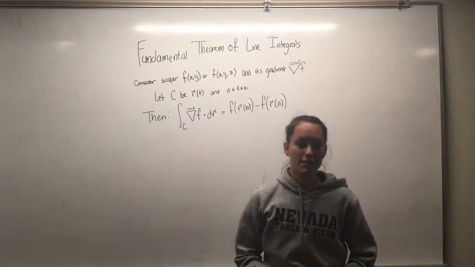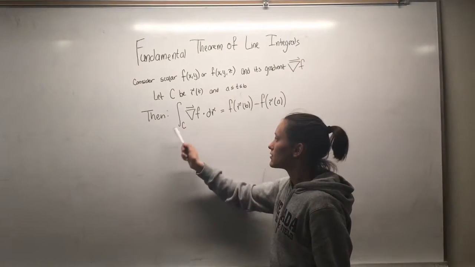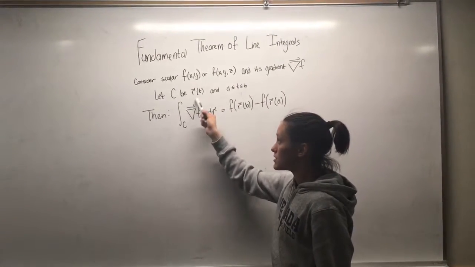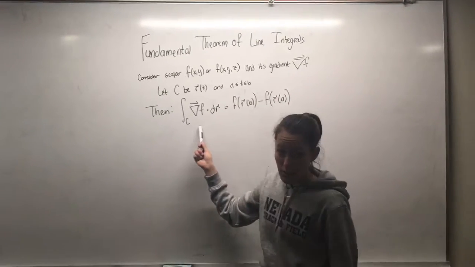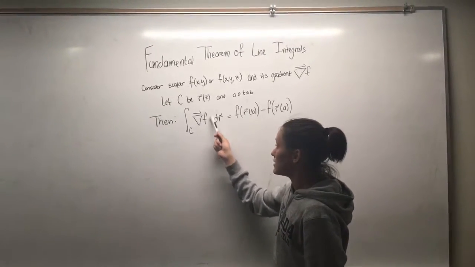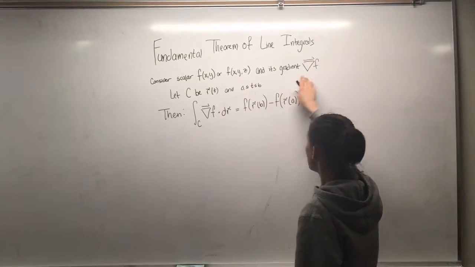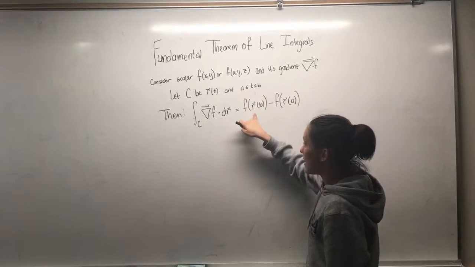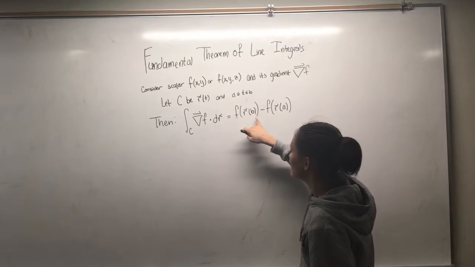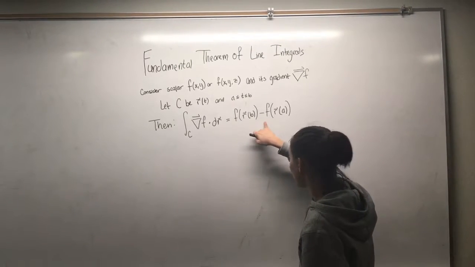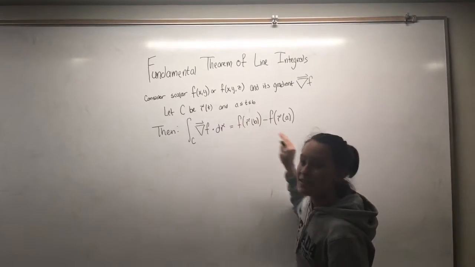So if we put this all together into one integral, we have a fairly simple result: the integral along C of the gradient of f, dot product with the derivative of r of t, equals the actual function f at the vector function r of t at the endpoint b, minus the function f at the vector function at the start point a.